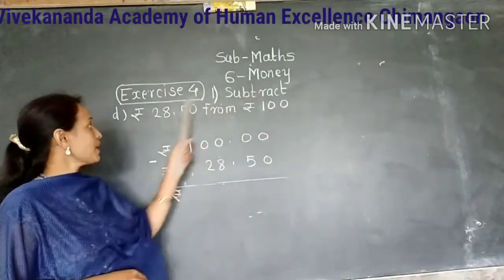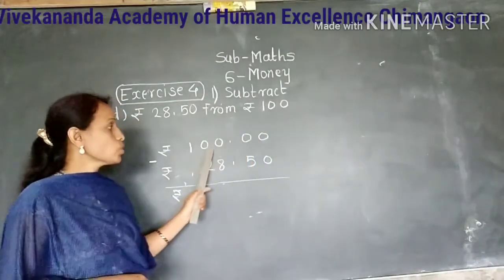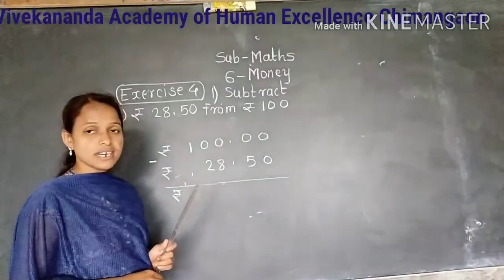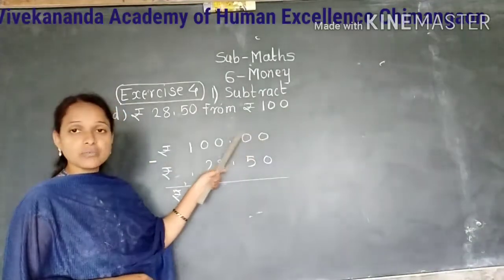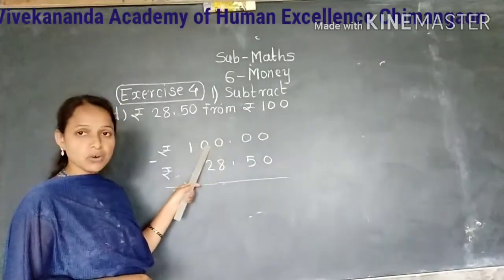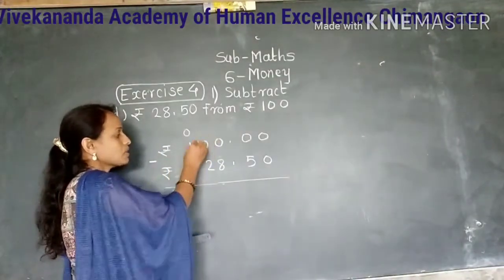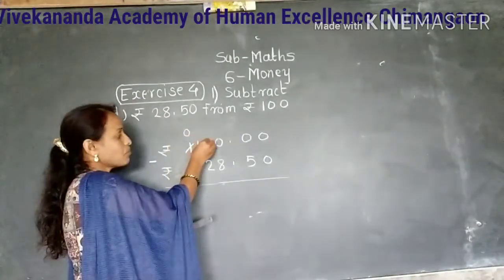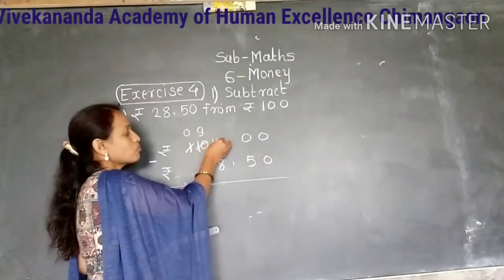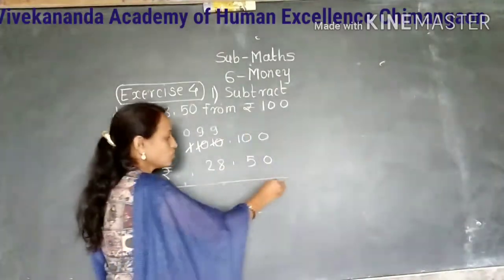Example D. Subtract 28 rupees 50 paise from 100 rupees. Here we arrange rupees and paise in columns separately by putting the dot. Okay. Now we start from the right. But here we do not have enough, 0, 0, 0, 0, so we have to regroup. So we borrow 1, so here remains 0 and this 0 becomes 10. Now again we borrow 1, so here remains 9 and here becomes 10. Again we borrow 1, here remains 9, here becomes 10.